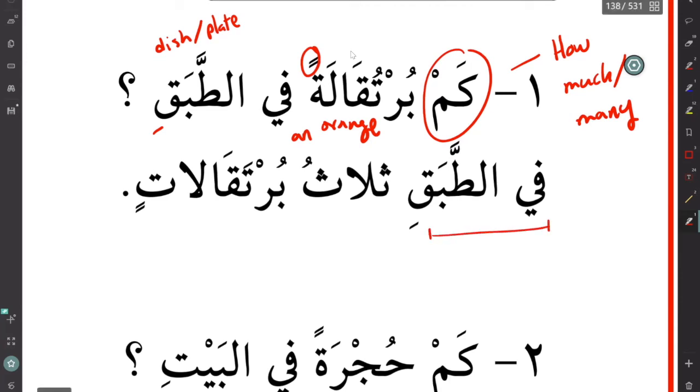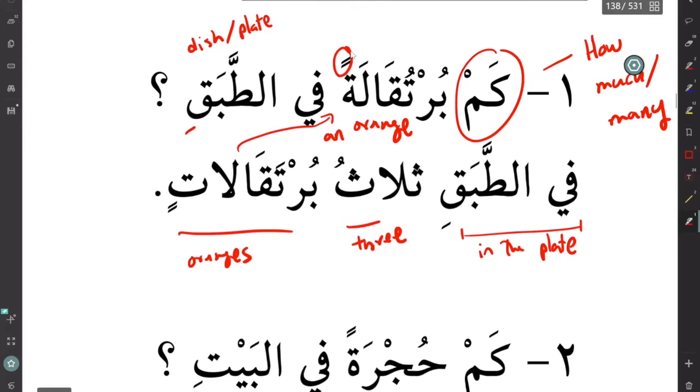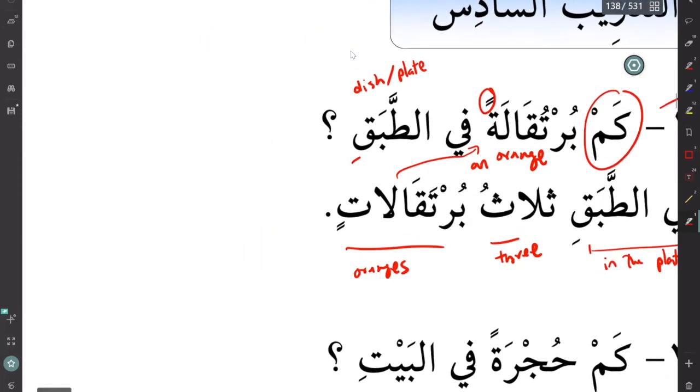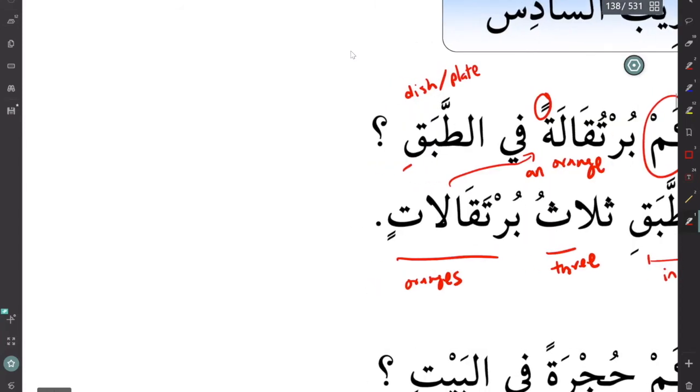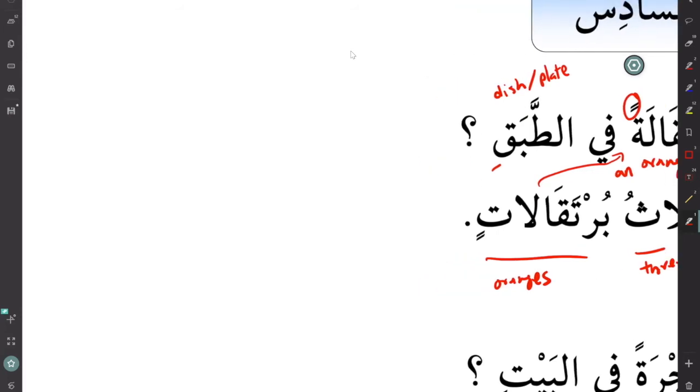So, in the plate, three, if you're translating word for word, three oranges. So burtuqalat, with the alif and ta, is the plural of burtuqala. Here are a few things I want to mention. Number one, most of the time, not always, when you have a word that ends in ta marbuta, its plural is something called sound feminine plural. Maybe inshallah it will come later. I'll just quickly mention this.